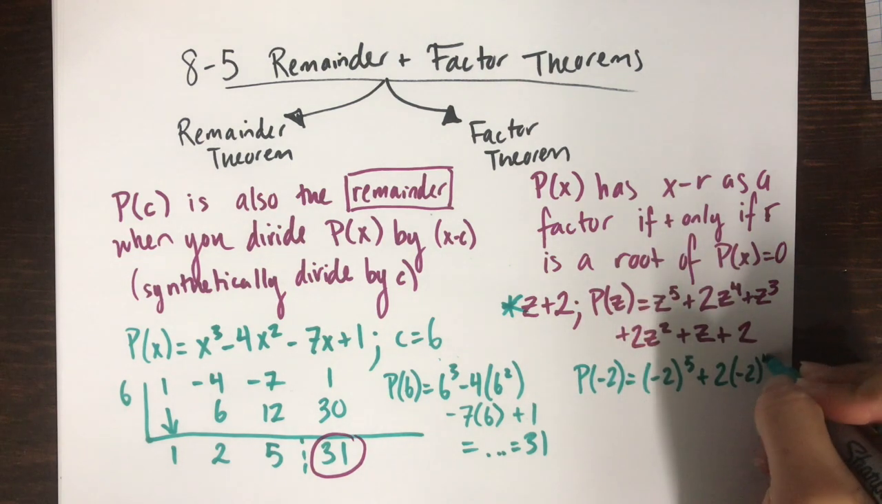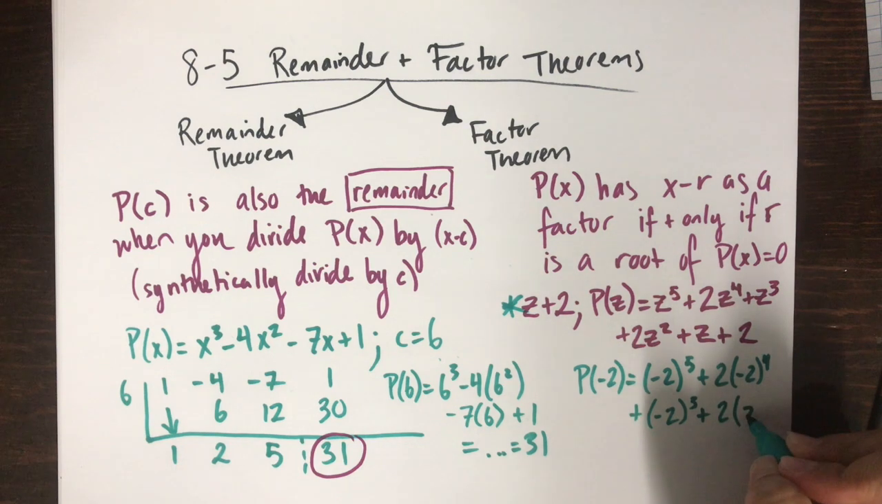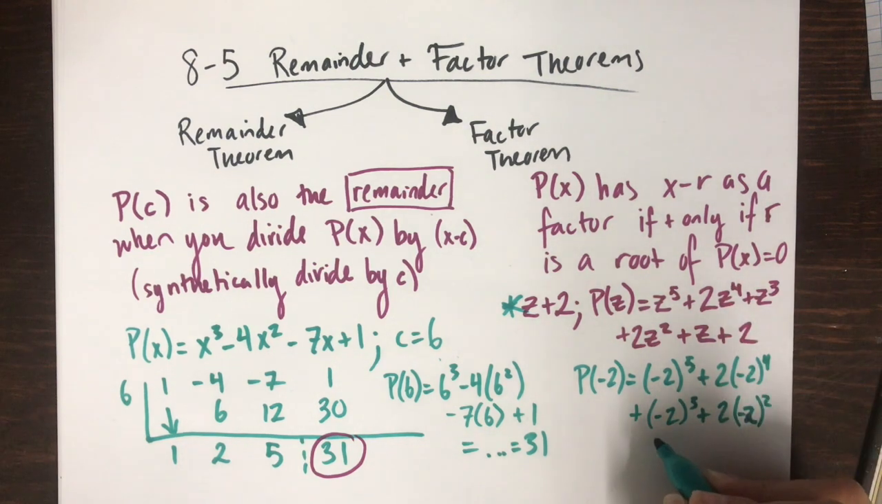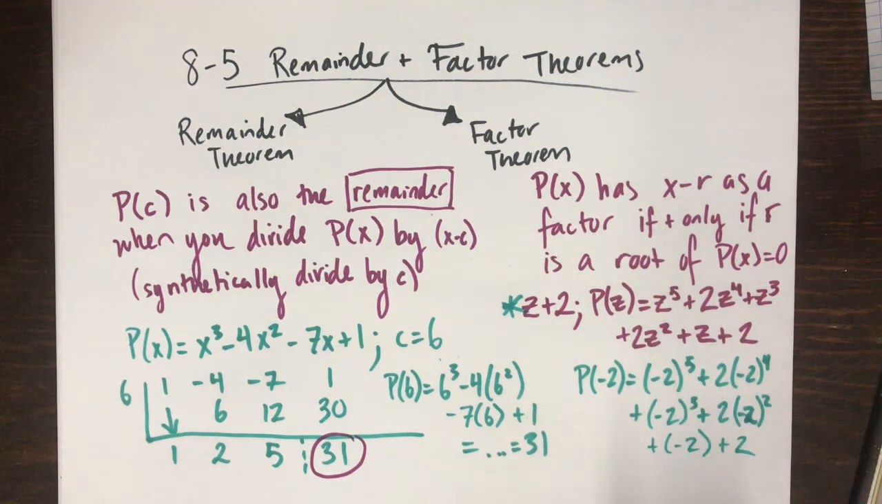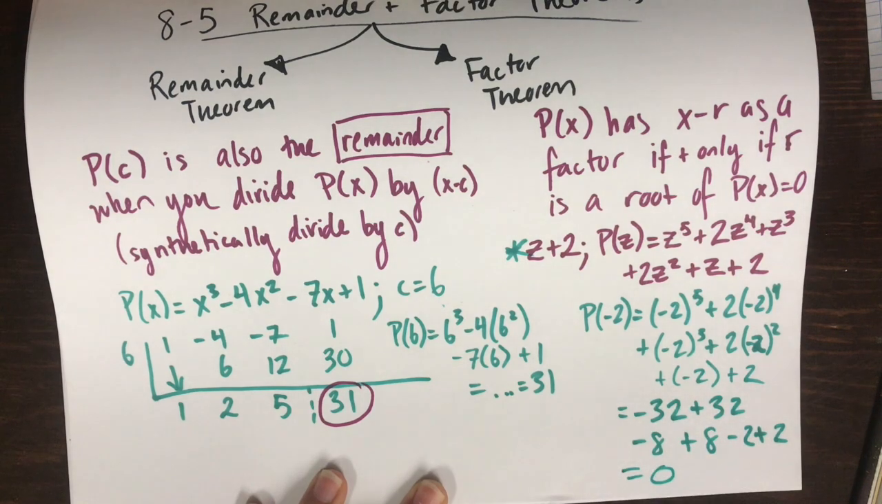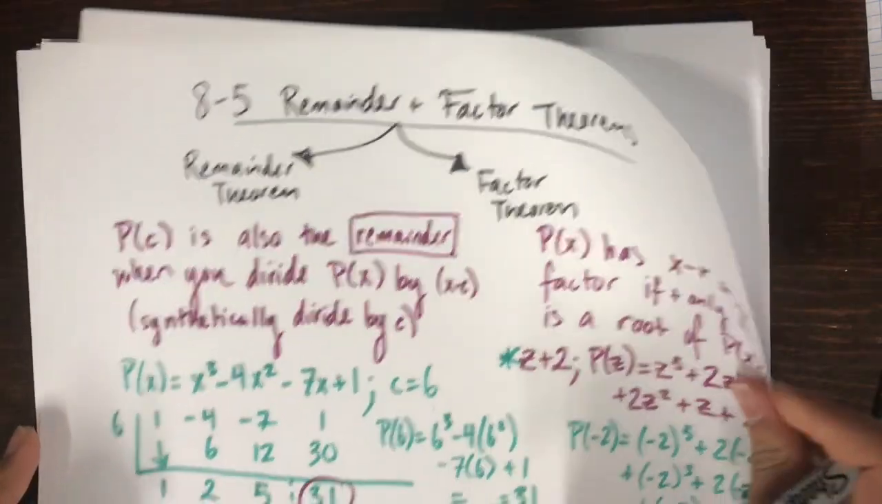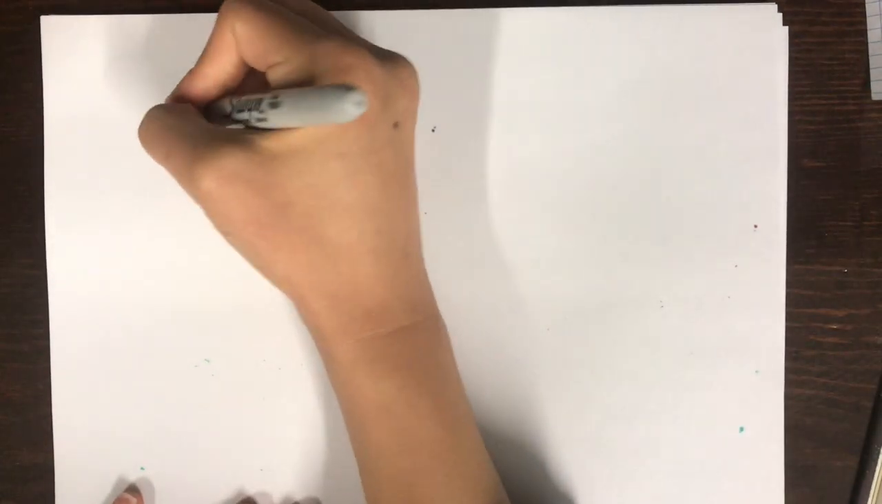So it's going to be negative 2 to the 5th power plus 2 times negative 2 to the 4th power plus negative 2 cubed plus 2 times negative 2 squared plus negative 2 plus 2. Basically I get negative 2 to the 5th power, which is negative 32, and then a positive 32 from the next term. Then I get a negative 8, a positive 8, a negative 2 and a positive 2. All of that cancels out, and I get 0. So yes, indeed, z plus 2 was a factor.